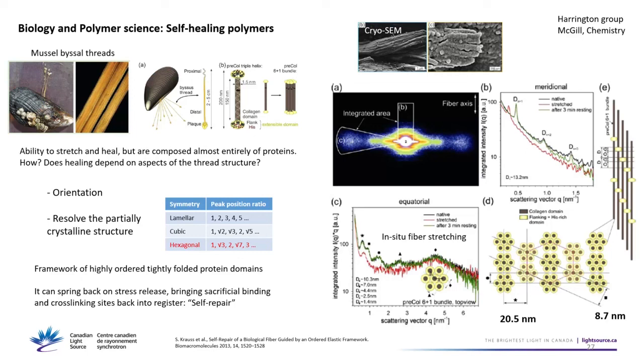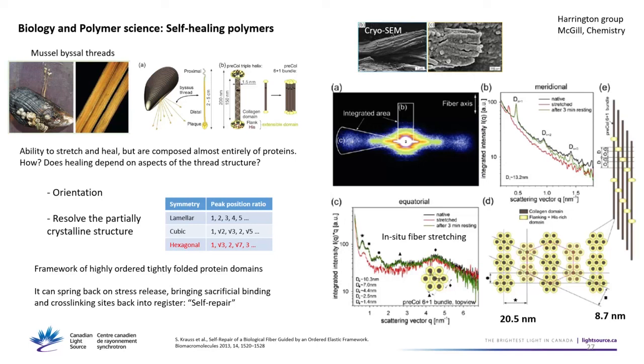They brought us some muscle threads. There's these threads that the muscle puts out to stick onto the rocks, and they're really tough, and they have this ability to stretch and heal. But it's kind of confusing because they're acellular. They don't have any way to repair themselves. They're mostly just proteins. So how do they actually heal themselves without being alive?